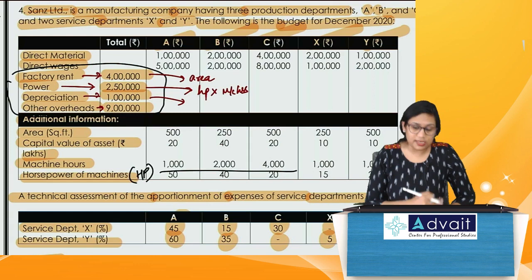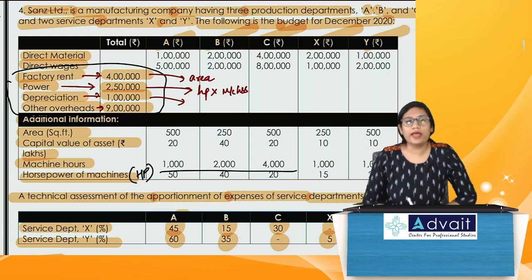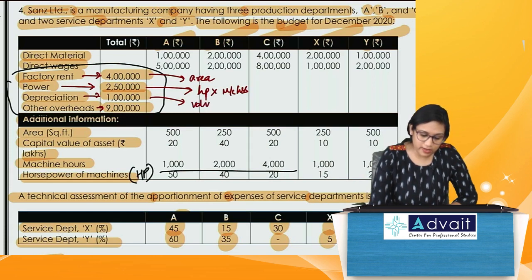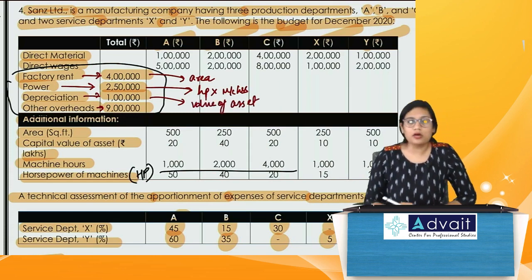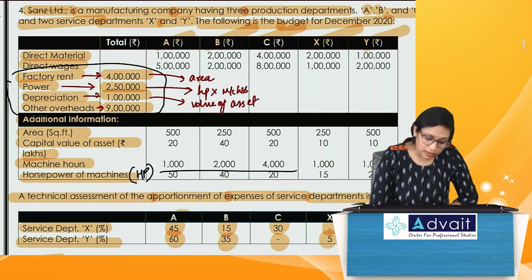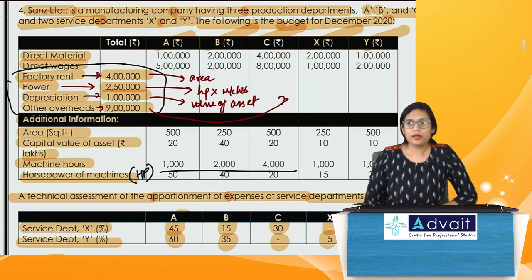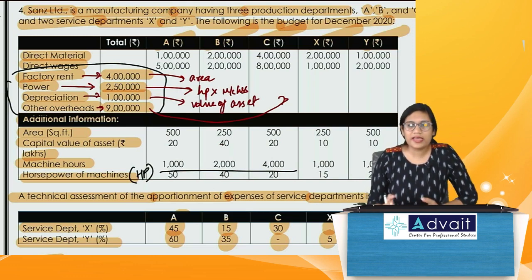Next, depreciation. What are we going to divide depreciation on the basis of? Value of asset. They have already given that. Value of asset is a good method by which we can divide depreciation. Guys, what about other overheads? Other overheads are basically miscellaneous expenses. Miscellaneous expenses or sundries all mean the same. So what do we divide miscellaneous on the basis of?